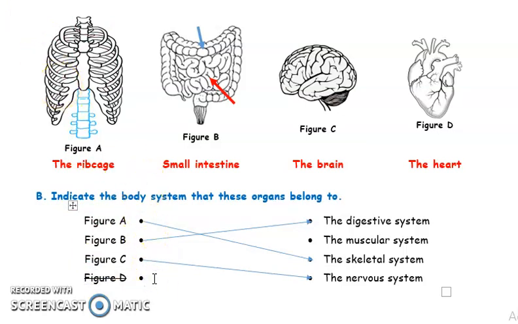You shouldn't match the heart to any of these 4 body systems, okay? The cardiac muscle helps the heart work, but the heart doesn't belong to the muscular system. The heart belongs to the circulatory system. I can add this information right here. The heart belongs to the circulatory system.